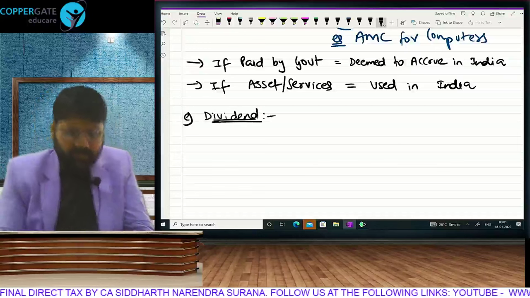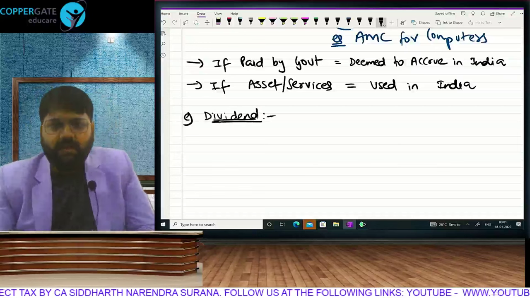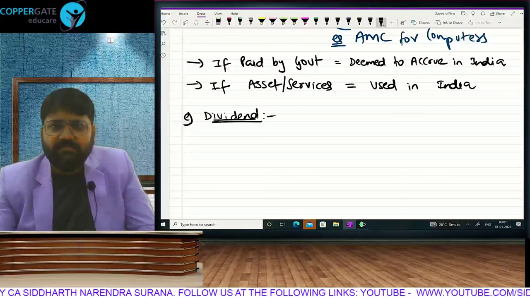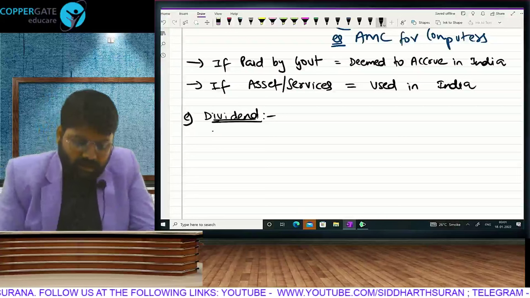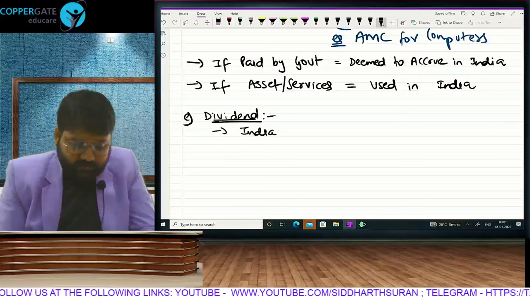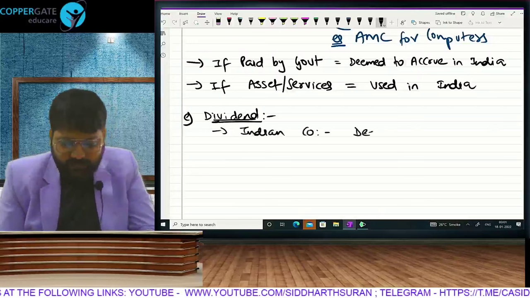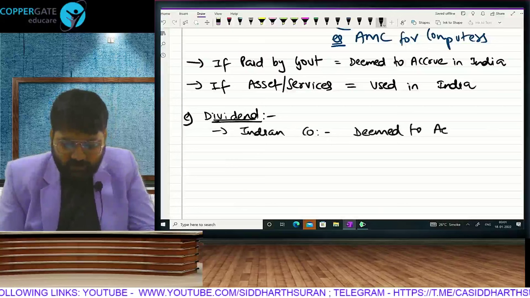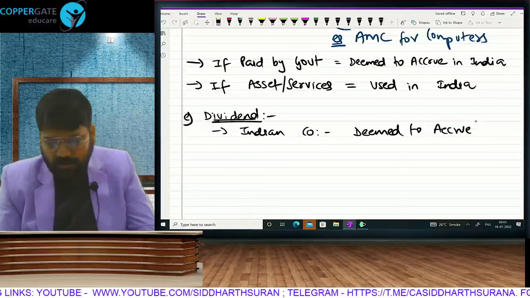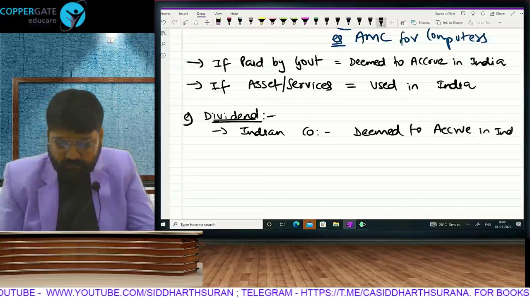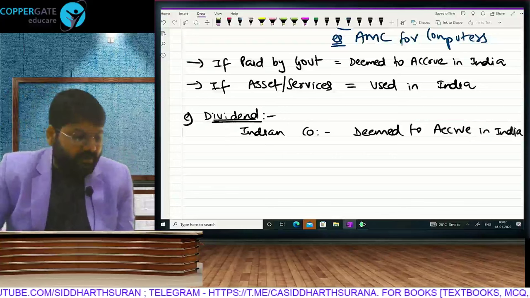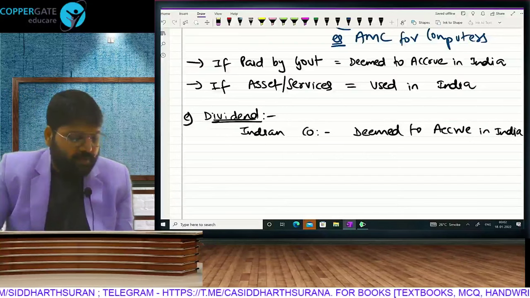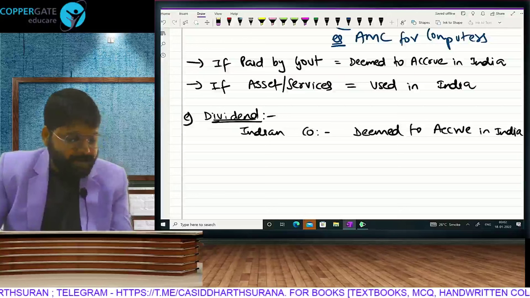Income in the form of dividend. Now, when does a person earn dividend income? When you invest in shares, if the dividend is earned from an Indian company, it will be deemed to accrue or arise in India.